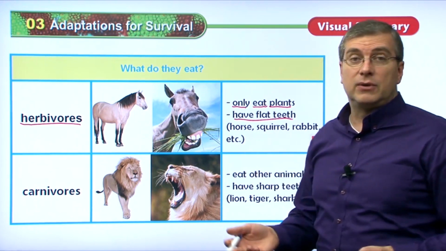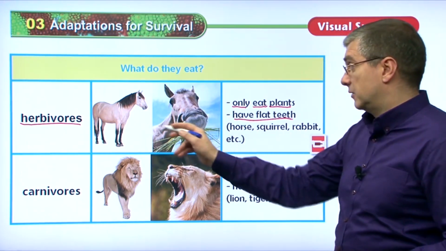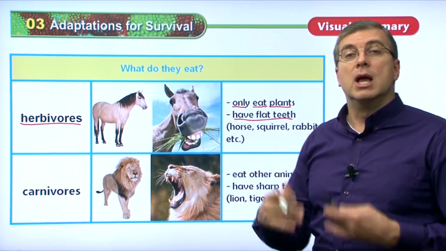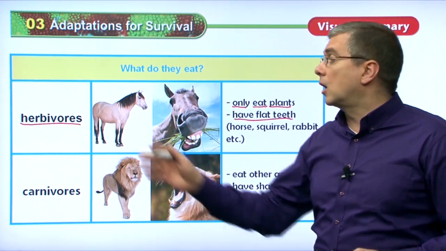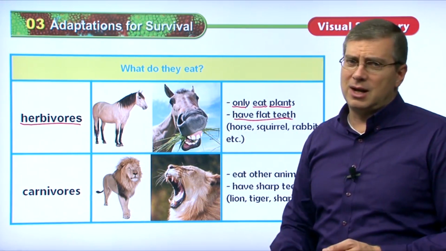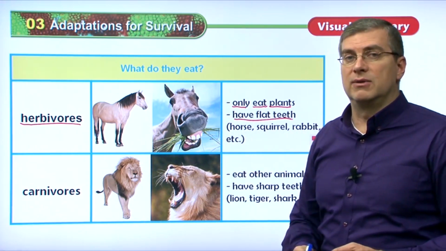So what are types of herbivores? Horses, as we can see here, squirrels, and rabbits, etc. Those types of animals are herbivores. They're not at the top of the food chain. They're not at the bottom. They're in the middle of the food chain.